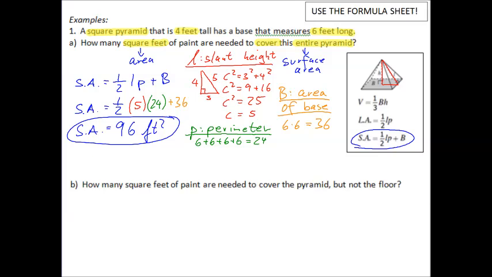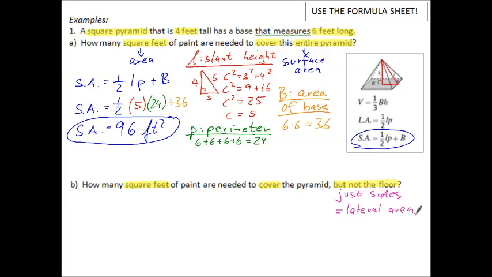In part B of the problem, we are asked how many square feet of paint are needed to cover the pyramid, but not the floor. Everything but the floor. That means just the sides. And we know what that means for our formulas. We are now talking about the lateral area.